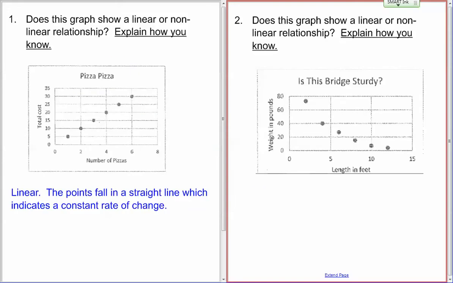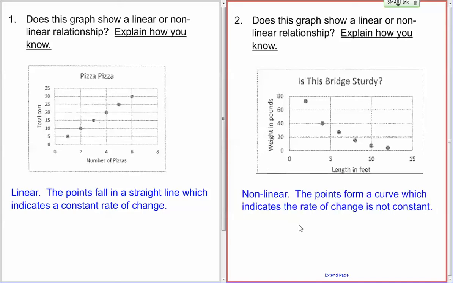Next up, does this graph show a linear or nonlinear relationship? Well, the bottom line is it's not linear. It's nonlinear, and the points form a curve, but more importantly, that indicates that the rate of change is not constant. Any curve means it's not straight. So that's really all I say, that they don't form a straight line. Nonlinear, the points form a curve which indicates the rate of change is not constant.